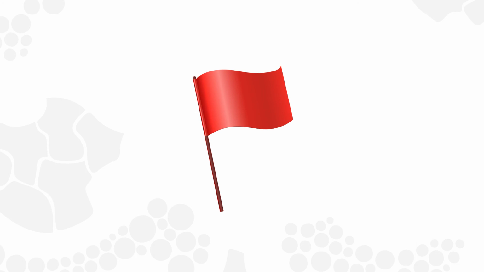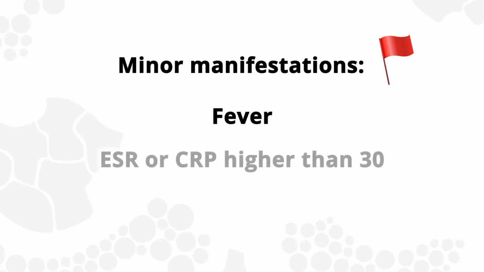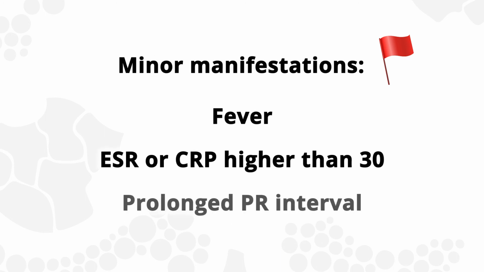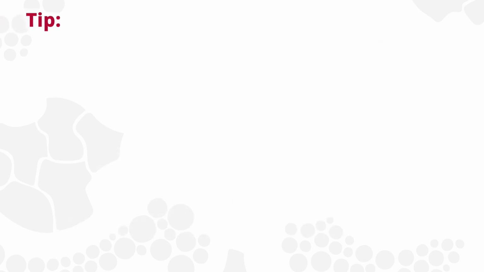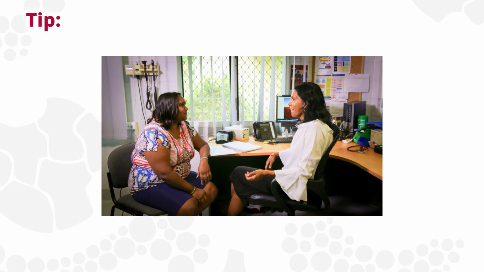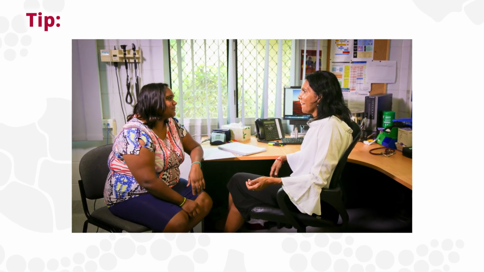The diagnosis of ARF requires a high level of suspicion. Any of these should trigger a red flag for ARF: carditis, polyarthralgia or polyarthritis, Sydenham chorea, erythema marginatum, subcutaneous nodules; a fever and ESR or CRP higher than 30, or a prolonged PR interval, or more advanced conduction abnormality. Tip: listen to the patient and the family when they describe their symptoms. The significance for diagnosis of ARF may not be immediately apparent.